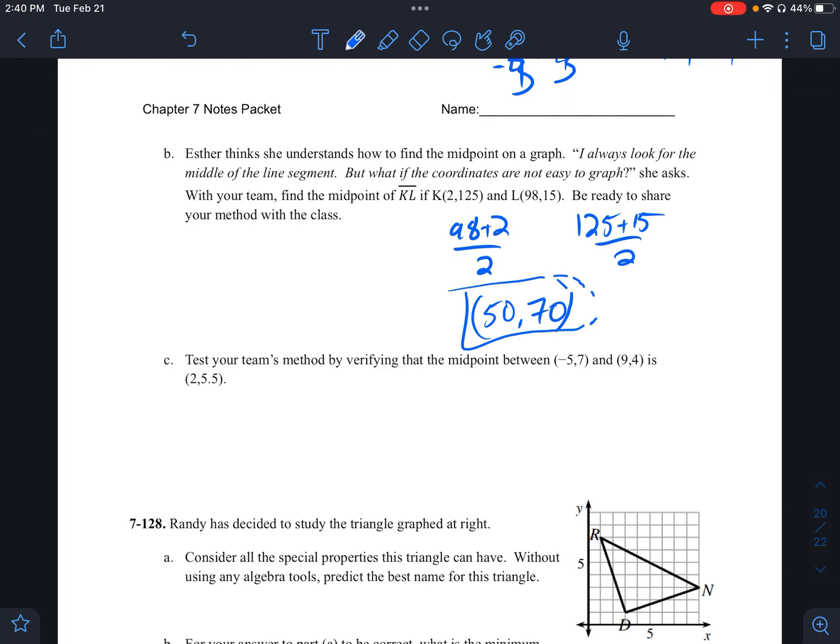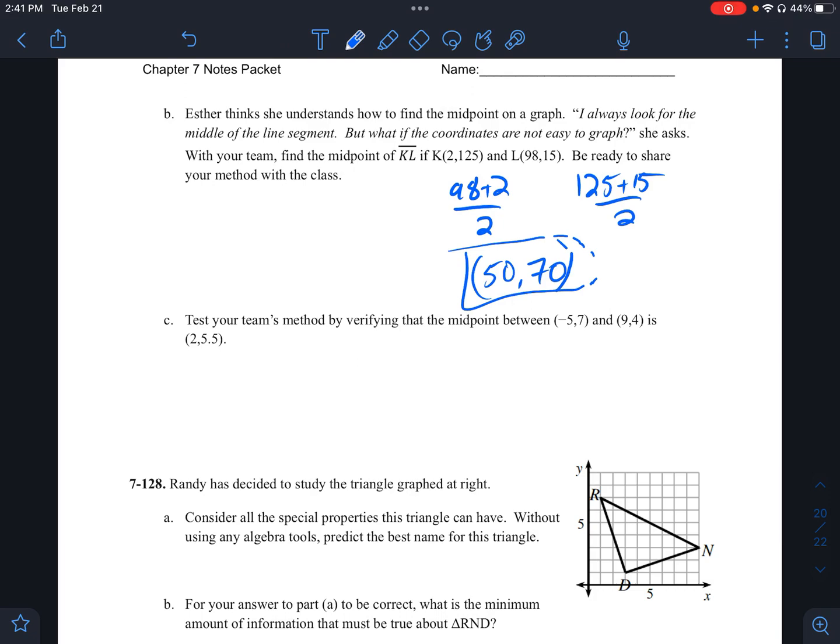Okay, and lastly, letter C, it says test your team's method by verifying the midpoint between -5, 7 and 9, 4 is 2 and 5.5. Really same thing. I'm taking -5 plus 9 over 2, and 7 plus 4 over 2. So we get 4 over 2 and 11 over 2, which is the point 2 and 5.5.